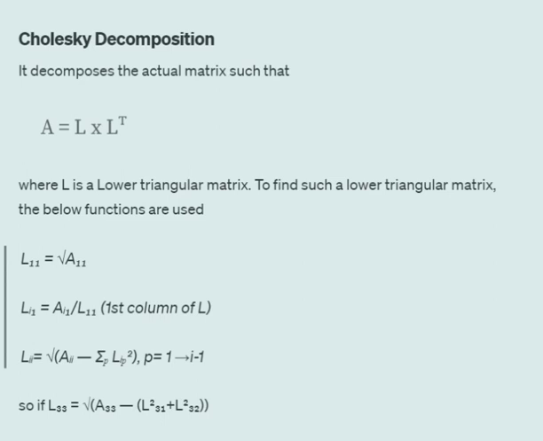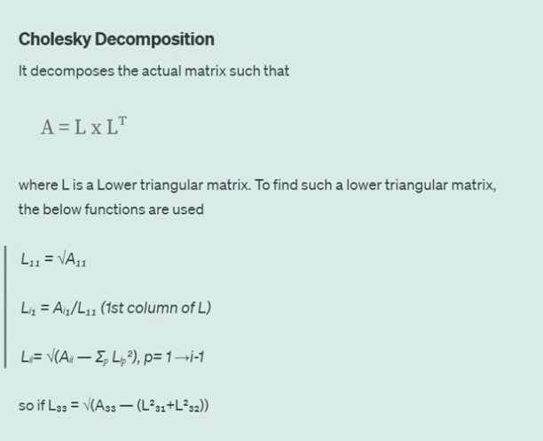So basically, you are decomposing a given matrix into a lower triangular matrix. We're trying to figure out a matrix such that when we multiply it with its transpose, we get the same matrix A. So it is basically majorly driven by rules. There is not much logic to it.